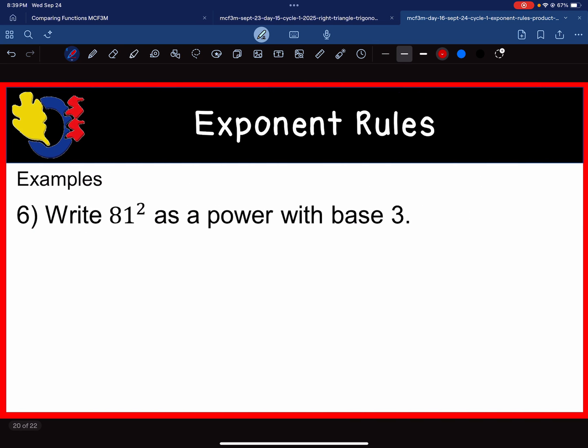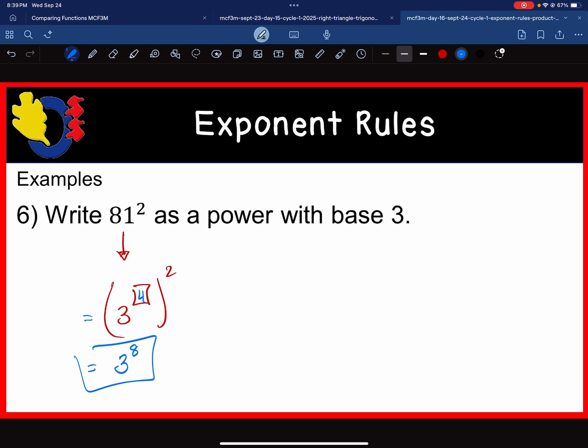Okay, let's look at another example here. So we're going to rewrite 81 squared as a power with a base of 3. Okay, so 3 is the base. We need to figure out what exponent would give us 81. Okay, so 3 to the exponent 4 is 81. So now we have a power of a power. So 4 times 2 is 8. So 3 is the base, 8 is the exponent.